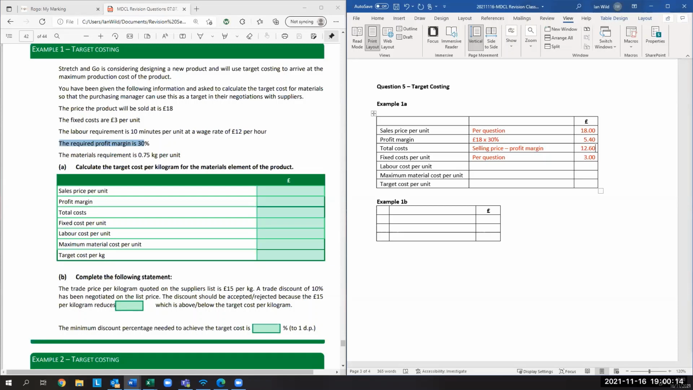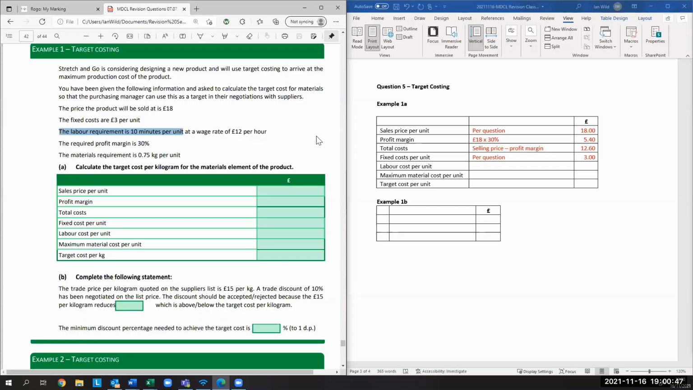Natalie's coming in with some answers there for the next bit, which is our labour cost. When it's in lower figures like this, show your pounds and pence, but in the questions they will normally tell you in the AAT. So we know first of all that the labour requirement is 10 minutes per unit.